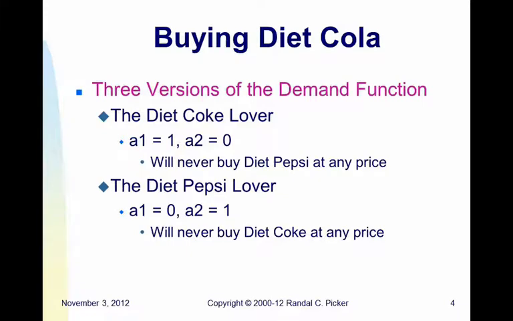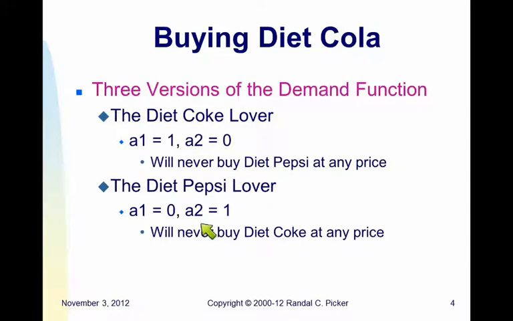All right, so how should we think about that? Well, I've got three different types of consumer. So consumer one is the Diet Coke lover. As we've made very clear in class, that's the only really imaginable consumer out there. In the utility function that I created, the general one, I can create the Diet Coke lover by setting A1 equal to 1 and A2 equal to 0. And that means that consumer will never buy Diet Pepsi. Consumer just doesn't value it. And so that person will only buy Diet Coke.